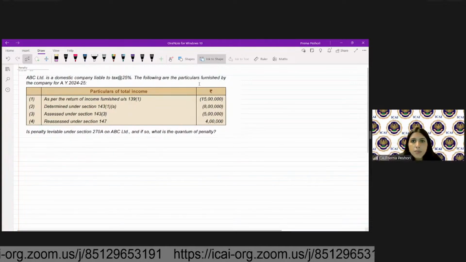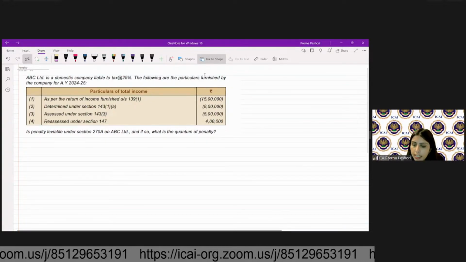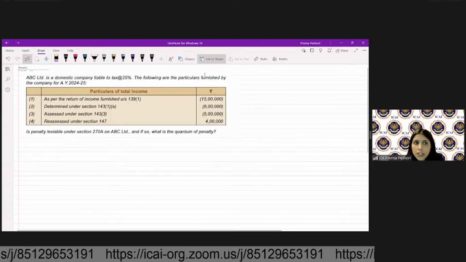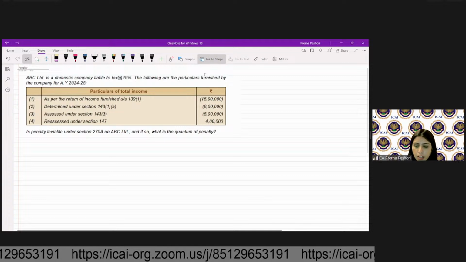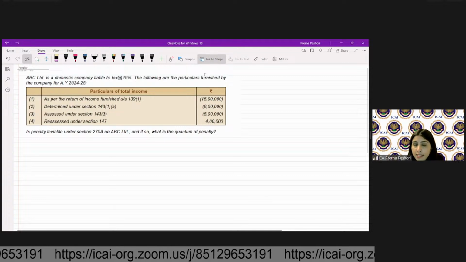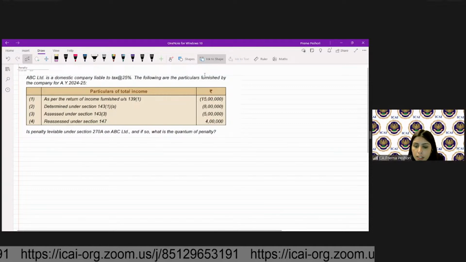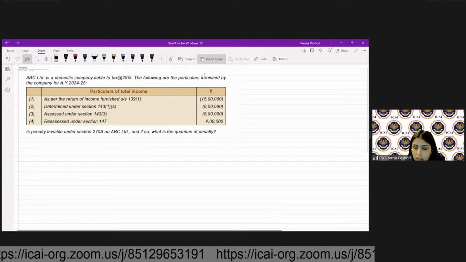So first is income determined under 139(1). Will we take that into consideration? Yes or no? Will we take that into consideration, the return determined under 139(1)? The answer is no. We will start with the income determined under 143(1)(a). Isn't it? We will start with that.